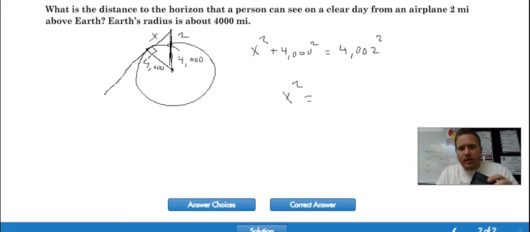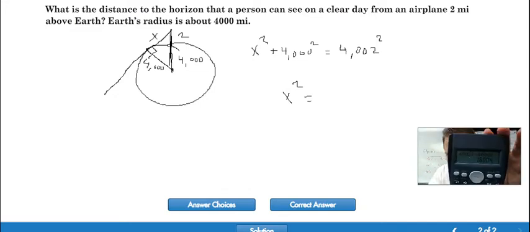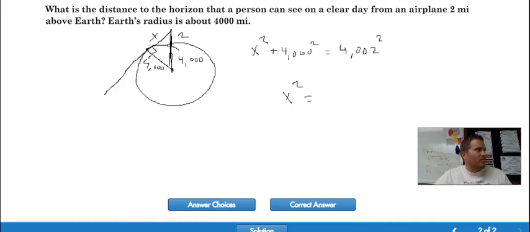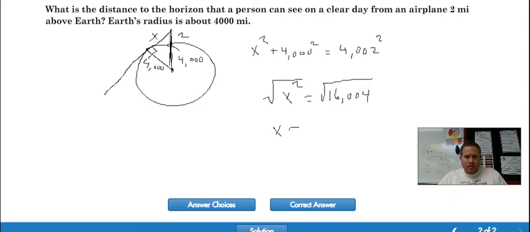I'm going to type in my calculators here. I have 4,002 squared minus 4,000 squared, and that's going to give me 16,004. And after that, I'm going to square root both sides that I have right here. So I take the square root of 16,004. And this is going to give me approximately x equals approximately 127, let's round up, miles.